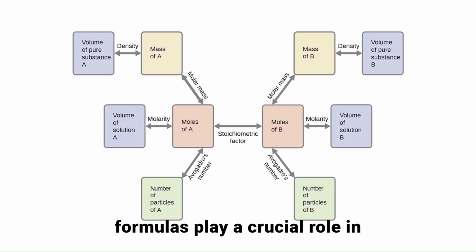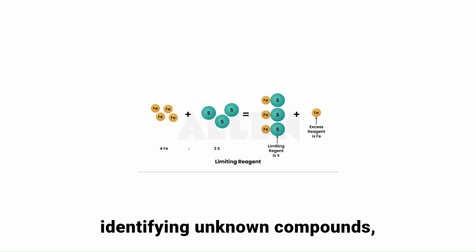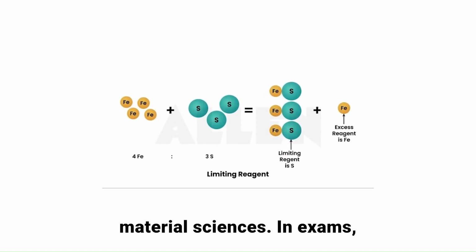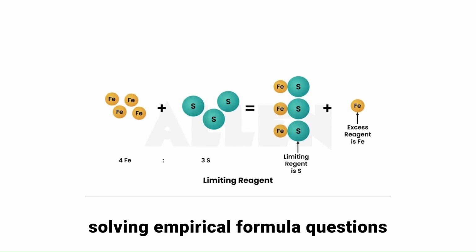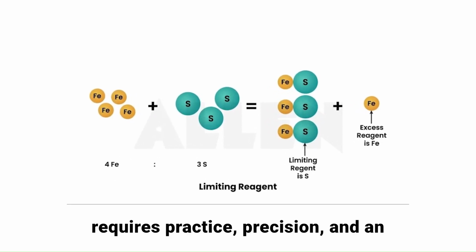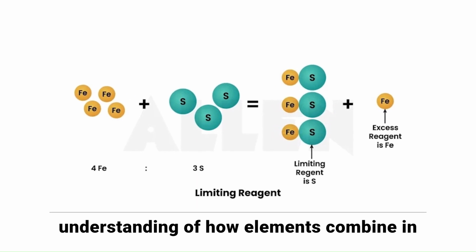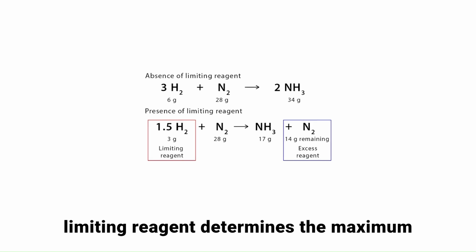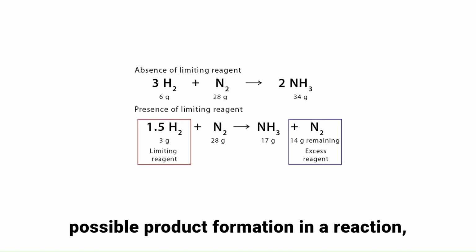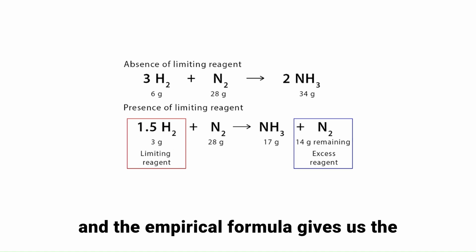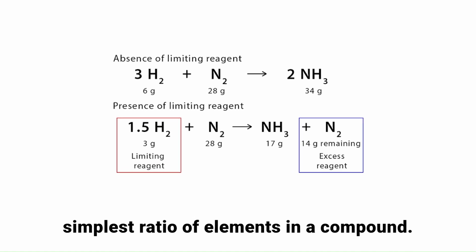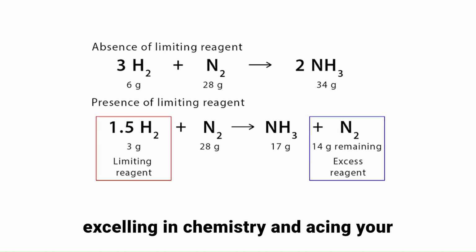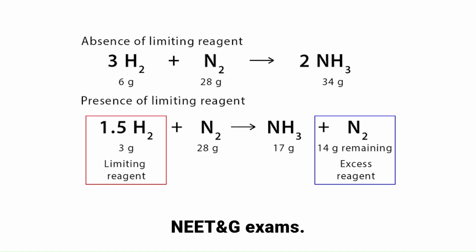Empirical formulas play a crucial role in identifying unknown compounds, particularly in organic chemistry and material sciences. In exams, solving empirical formula questions requires practice, precision, and an understanding of how elements combine in fixed ratios. In summary, the limiting reagent determines the maximum possible product formation in a reaction, and the empirical formula gives us the simplest ratio of elements in a compound. Mastering these concepts is vital for excelling in chemistry and acing your NEET and JEE exams.